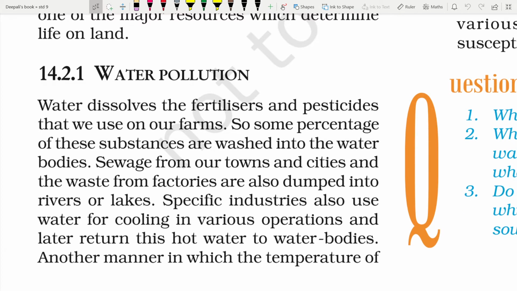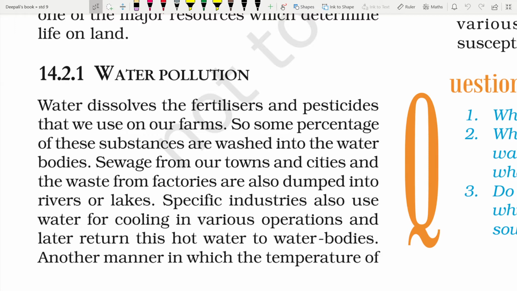Water dissolves the fertilizers and pesticides that we use on our farms. So some percentage of these substances are washed into the water bodies. Sewage from our towns and cities and waste from factories are all dumped into the rivers or lakes. Specific industries also use water for cooling in various operations and later return this hot water to water bodies.